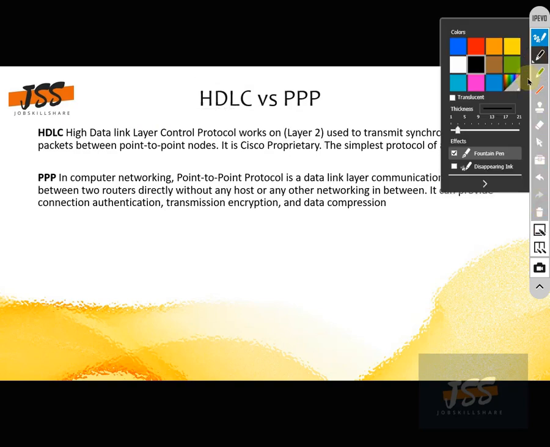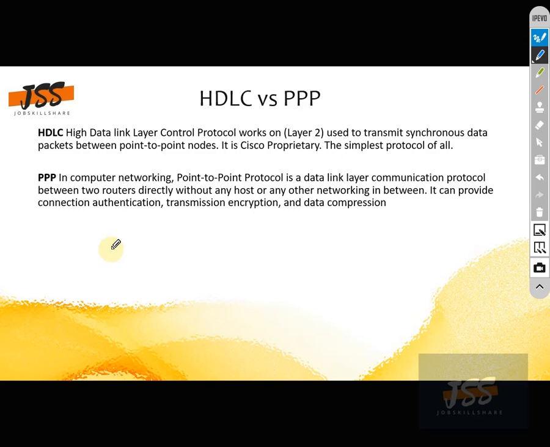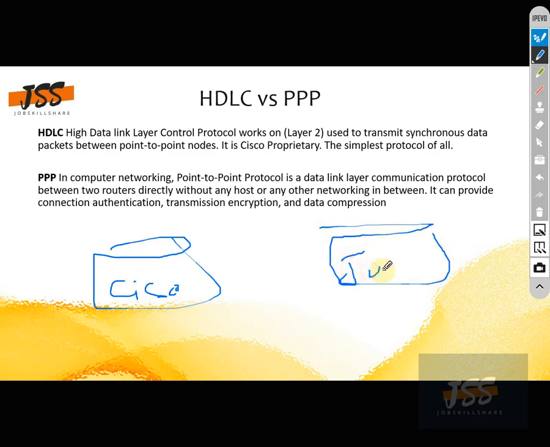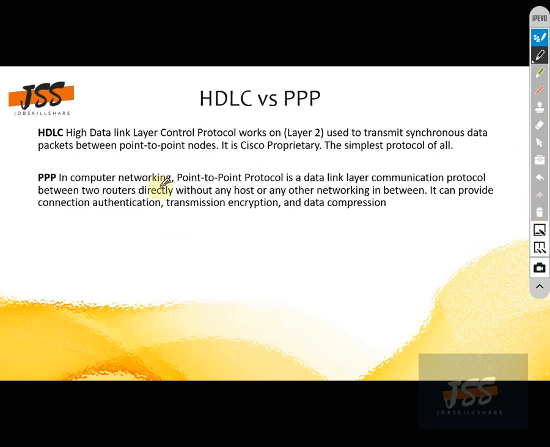But what in case you are using one Cisco device here, and let's say we have one Juniper router here? What are you going to do? You cannot run HDLC over here. You must have the PPP protocol for compatibility purposes. From the definition, point-to-point protocol is also a layer 2 data link protocol used to communicate between two routers directly.